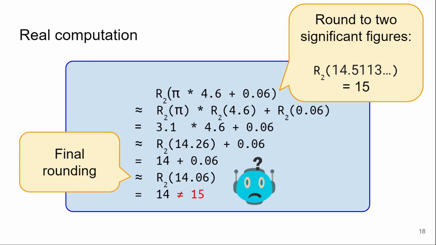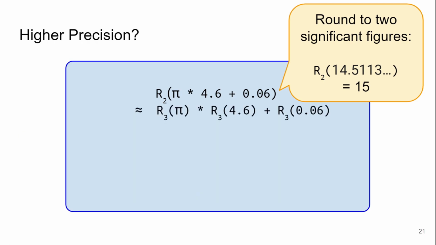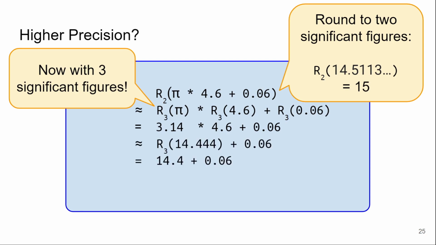Well, maybe the problem was that we didn't use enough precision, so let's try again with a precision of 3. Would higher precision work? Let's try 3. So rounding pi to 3 significant figures, we get 3.14 times 4.6. Doing the multiply, we get this, and rounding again, we get 14.4. And then rounding the added numbers, we get 14. So we still didn't get the right answer.